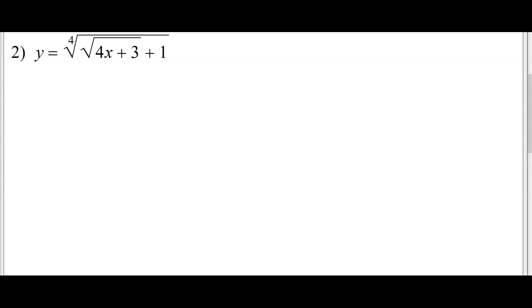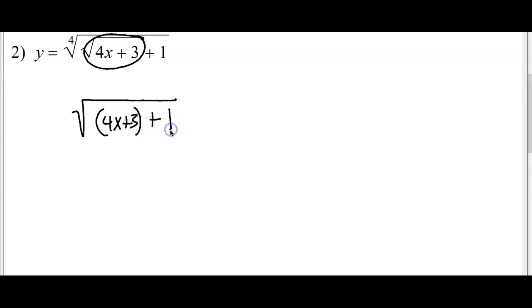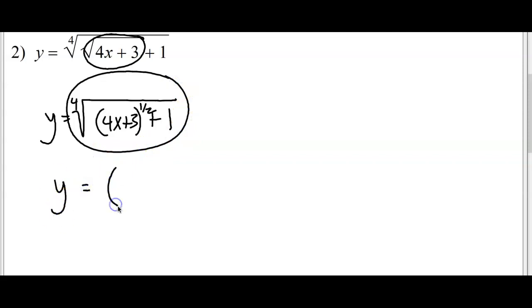So number 2 is an example of a double chain rule. First of all, I would rewrite that as a half power. The next thing I would do is I'd rewrite the whole thing as a 1/4 power. And what we have here is a double chain rule.